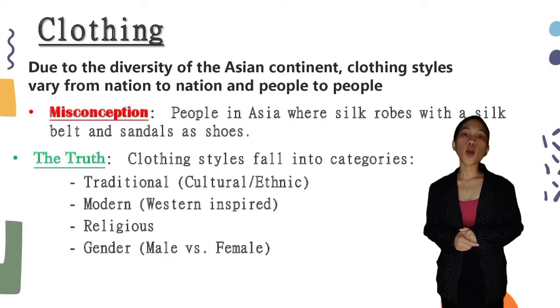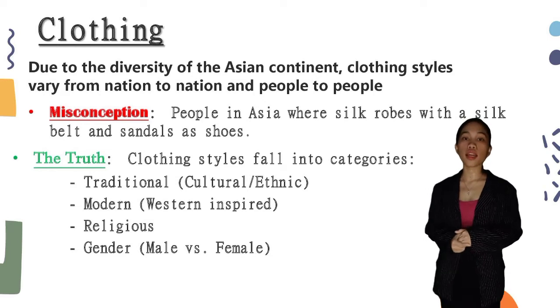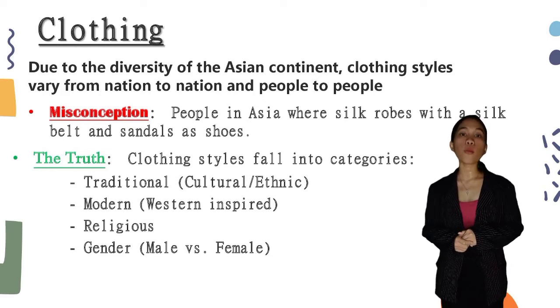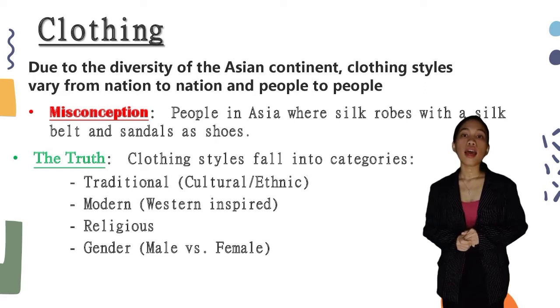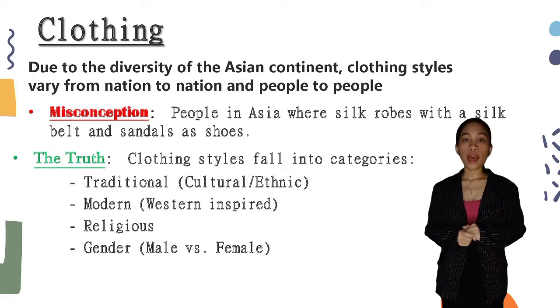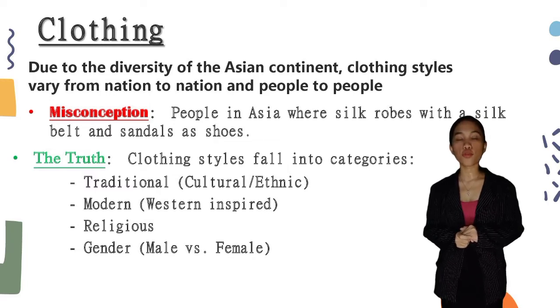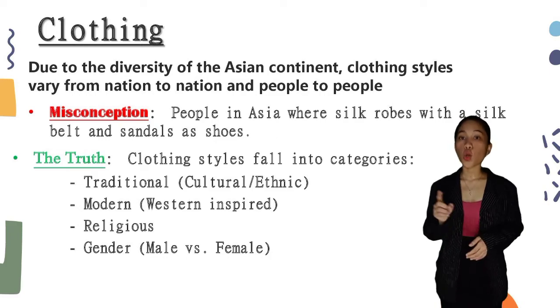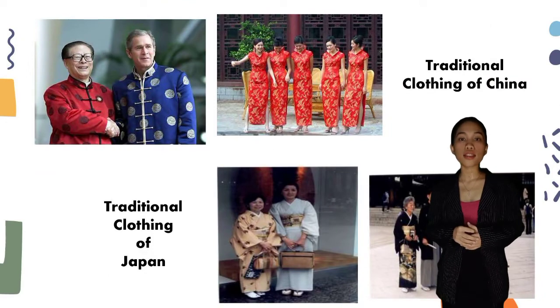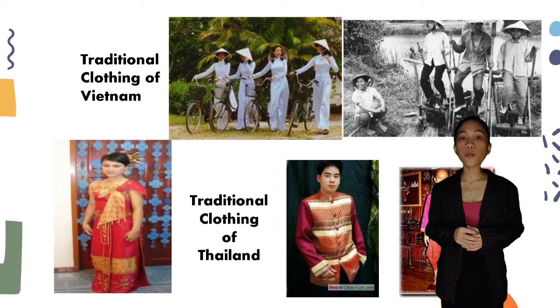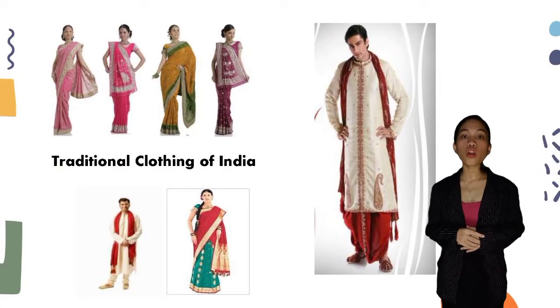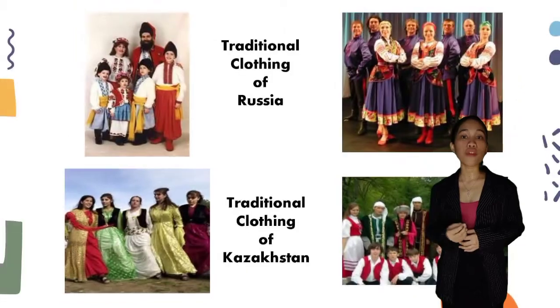In clothing, because of the diversity of the Asian continent, clothing styles differ from country to country and person to person. The misconception is that Asians wore silk robes and silk belts and sandals as footwear. But the fact is, clothing styles are divided into categories: cultural or ethnic, which is the traditional; contemporary or modern, which is the Western inspired; spiritual or religious; and gender is a factor, which is male versus female.